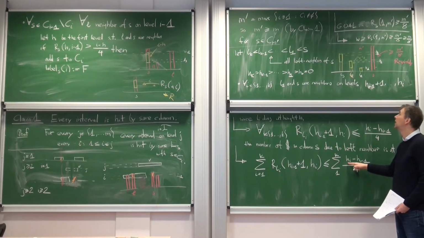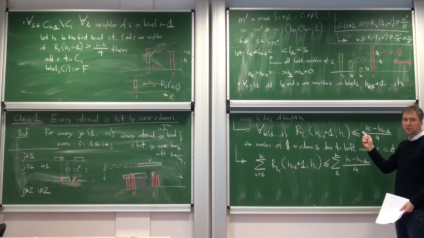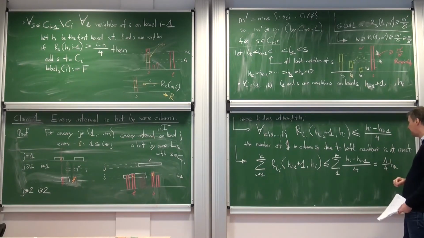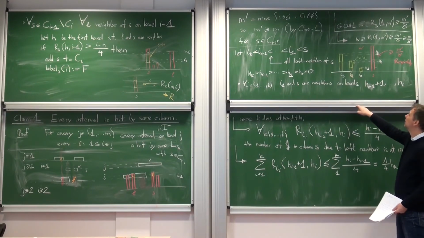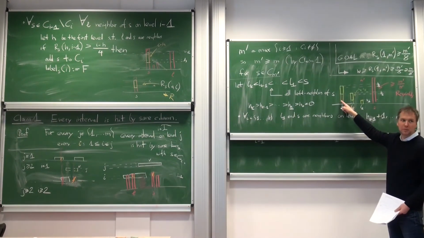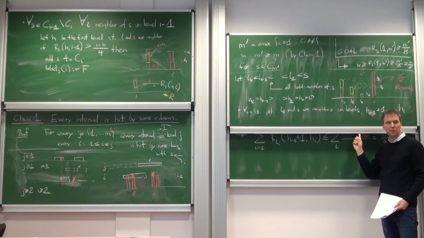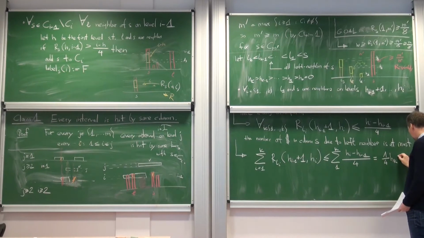This is h_k, and the 0 one, but 0 is 0. So this is actually equal to 1/4 of h_k. Yeah? But the height of the neighbor is at most the height of the tallest column, so it's at most n prime. So we finally get what we wanted here, which is n prime over 4.